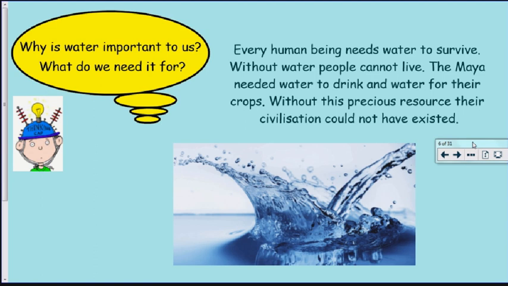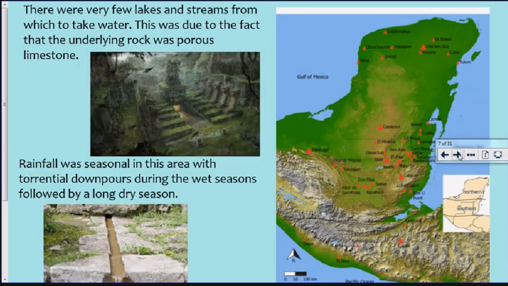So just like we really need water to live today, the Maya couldn't live without it either. As we've talked about, specifically up in this northern lowlands area, right up in that Yucatan Peninsula, and you can see on this map how green and how dry it was, there were very few lakes and streams from which to take water. And this was due to the fact that the underlying rock that the land was made of was porous limestone.